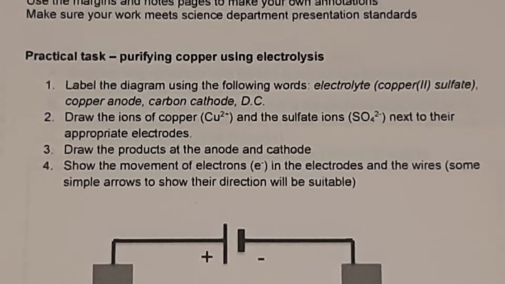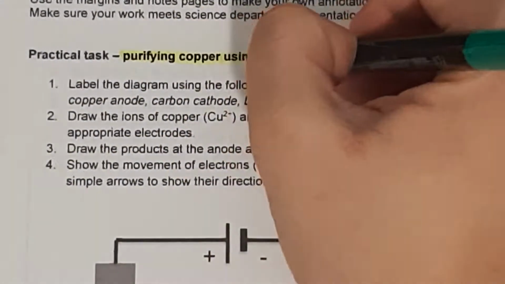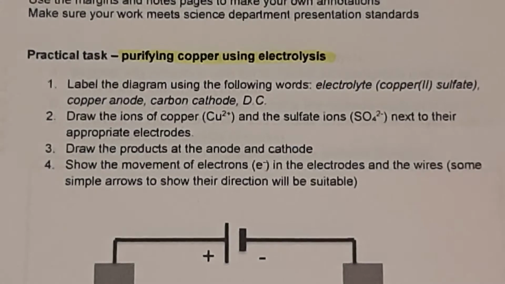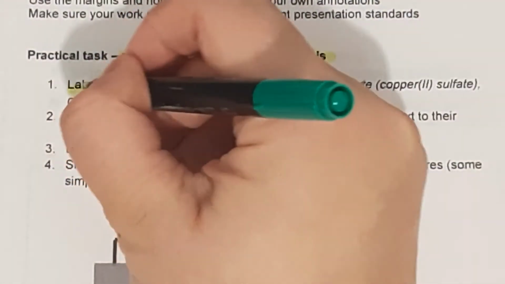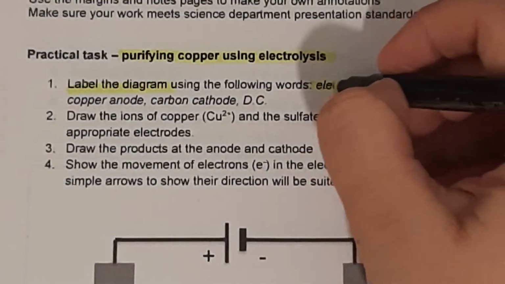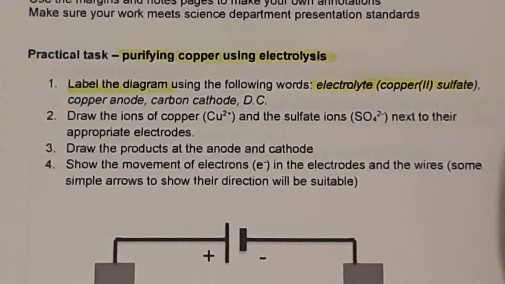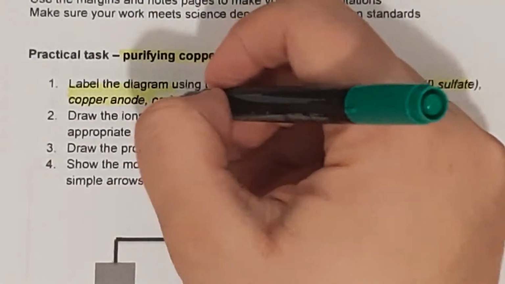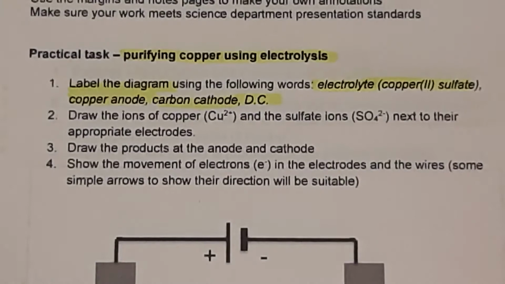So, moving on to page 36, we're now going to look at purifying copper using electrolysis. Now, unfortunately, this is a practical task that we can't do, but we're going to talk about it and we're going to have a go at this diagram. So, your task is to label the diagram with the following words: electrolyte, that's copper 2 sulfate, the copper anode, the carbon cathode, and DC or direct current.